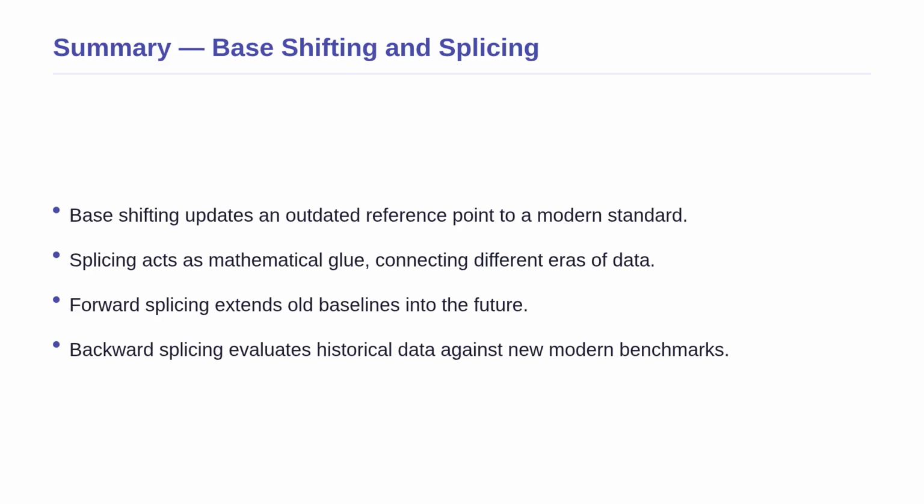We have covered a lot of ground today, so let us summarize the key takeaways. First, base shifting is an essential tool that updates our reference point to a modern standard, preventing us from making comparisons against ancient history. Second, splicing acts as the mathematical glue that holds different eras of data together smoothly. We learned that forward splicing allows us to extend old baselines into the future, preserving long-term historical trends. Conversely, backward splicing lets us evaluate historical data against new modern benchmarks.